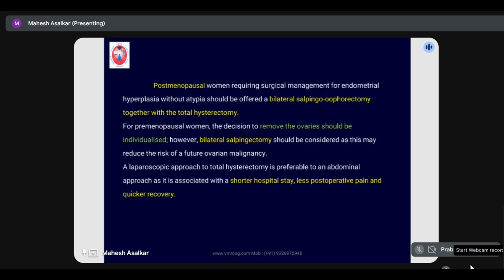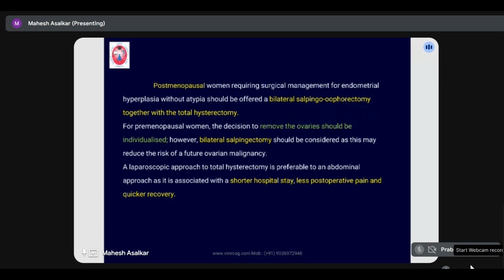Then what kind of approach is recommended? A laparoscopic approach to total hysterectomy is preferable to an abdominal approach, as it is associated with a shorter hospital stay, less post-operative pain, and quick recovery. So the laparoscopic method is recommended. If you are given an option, then you will always select the laparoscopic approach.